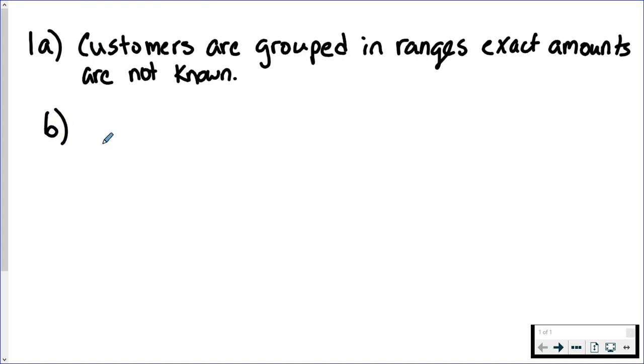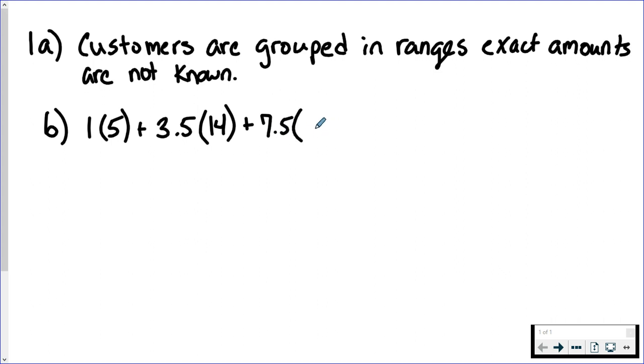Now, when we have grouped data, in order to find a mean, we have to use the mid-interval value. So the first interval is from 0 to 2, so we use 1, and there were 5 shoppers that spent that amount. The next interval is from 2 to 5, so halfway in between is 3.5, and there were 14 shoppers who spent that. The next interval is from 5 to 10, so the mid-interval is 7.5, and there were 20 shoppers who spent that.